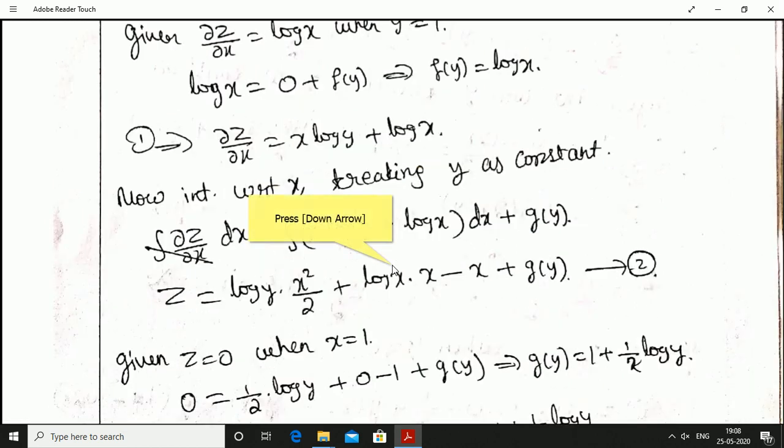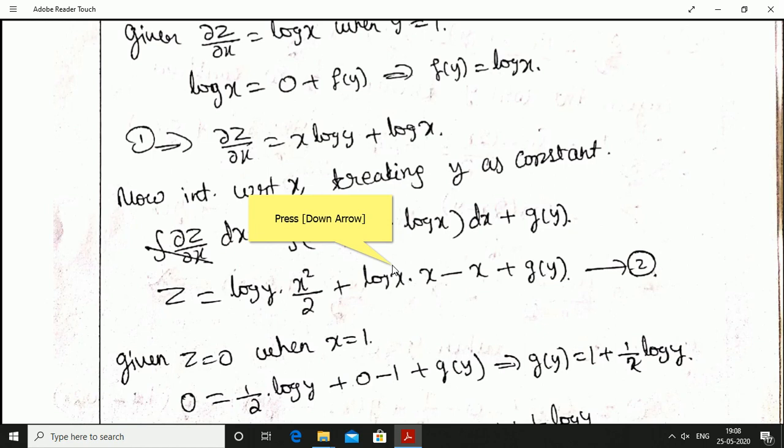The integral differential gets cancelled. z is equal to log y constant, x integration is x square by 2, plus log x integration with respect to dx is x log x minus x plus g of y. Call it as equation 2.